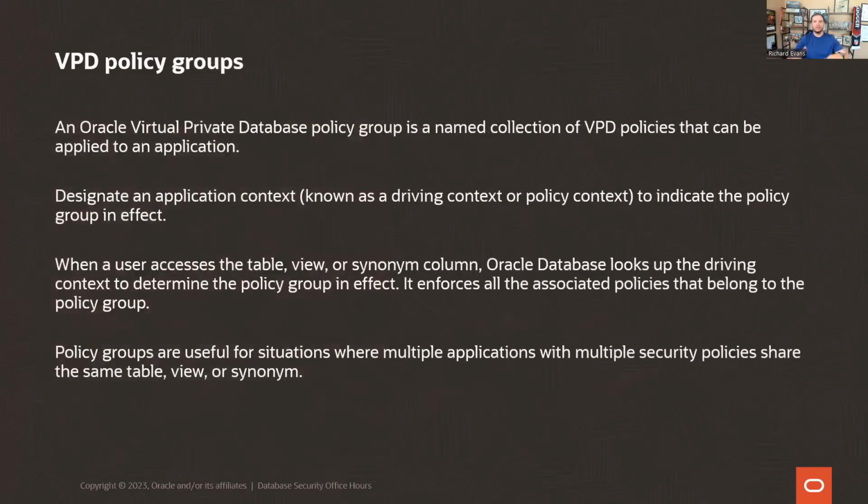So as you grow with VPD, it kind of grows with you. You can put things in database policy groups. So you can say, okay, this applies to this application, and we want to designate this application context to indicate this policy group is in effect. And so you've got some capabilities there to group it together and create some logic. A little outside of the scope of this presentation, but just understand that, as you work with VPD, you can create these policy groups to better manage the collection of policies you've got there.